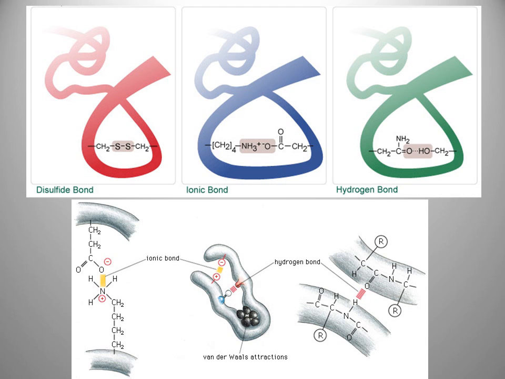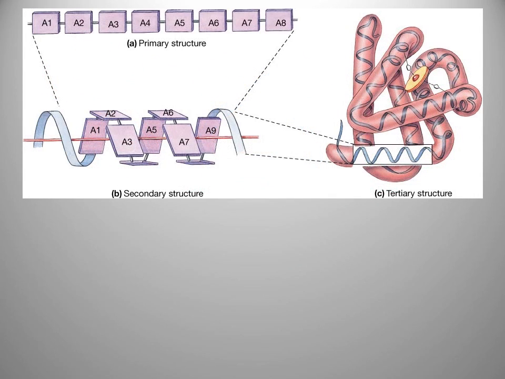So you can begin to imagine some of the possibilities of folding and structure through these four bonds. And I'd like you to be able to identify the level of structure. There's primary, secondary, tertiary, and quaternary, and what is the most likely bond to be involved in that particular level of structure. Okay?